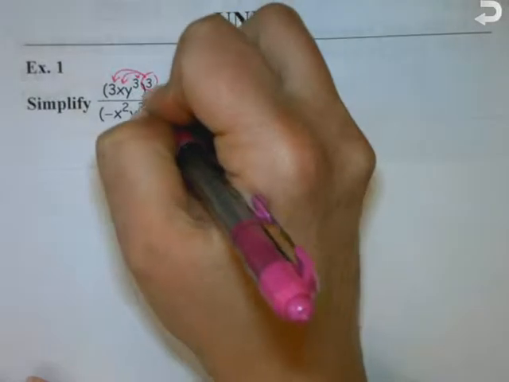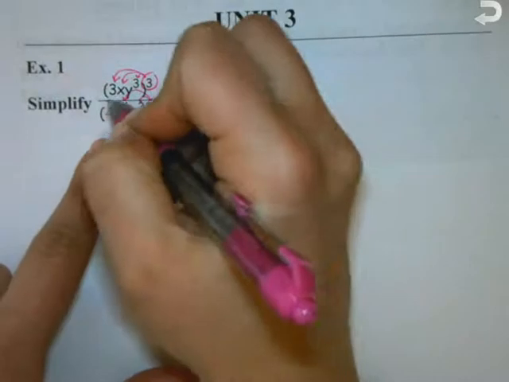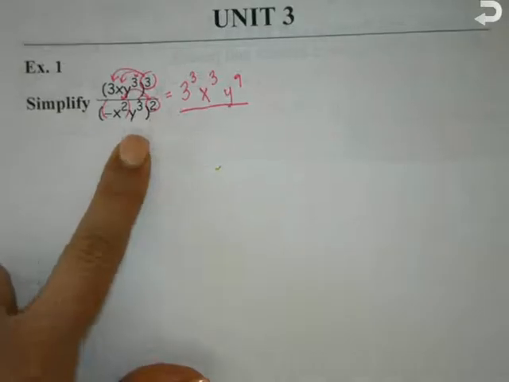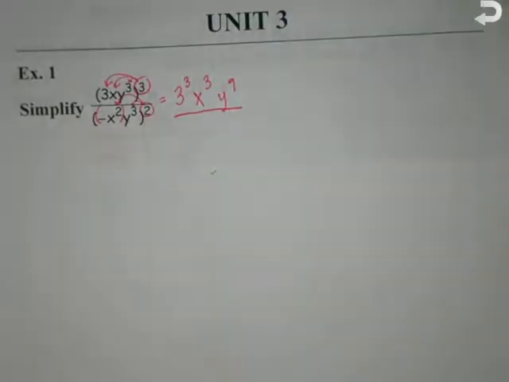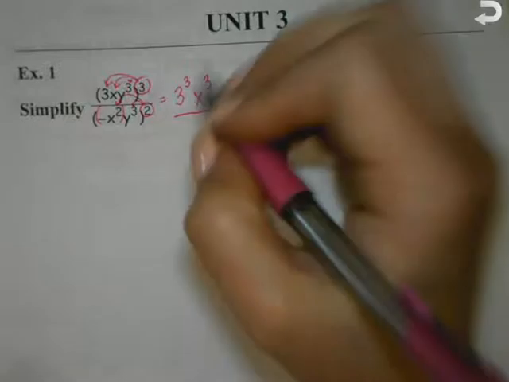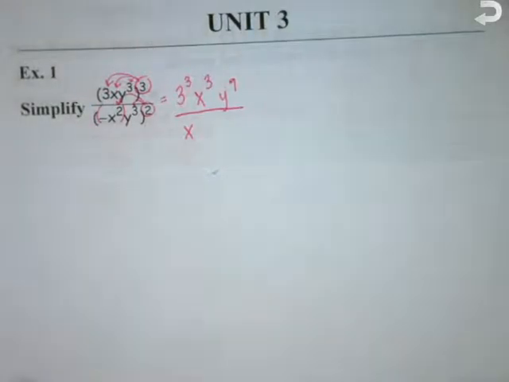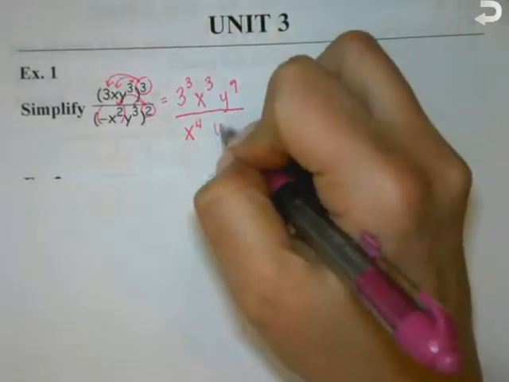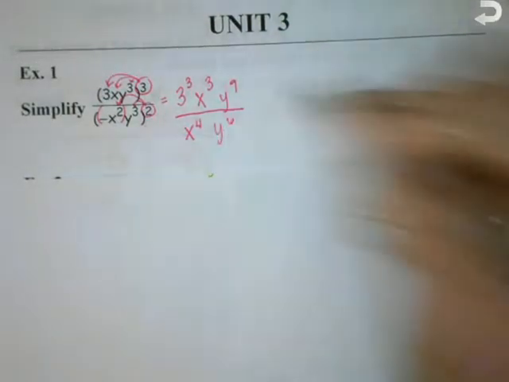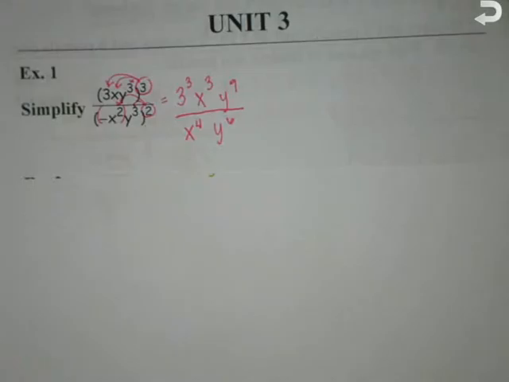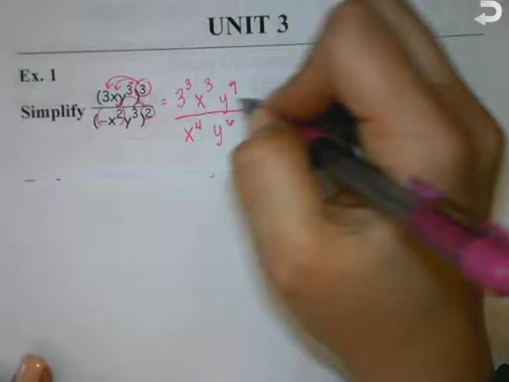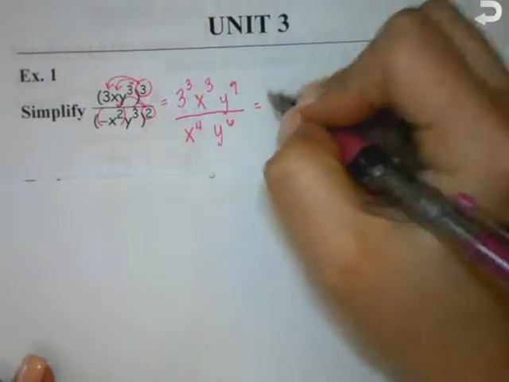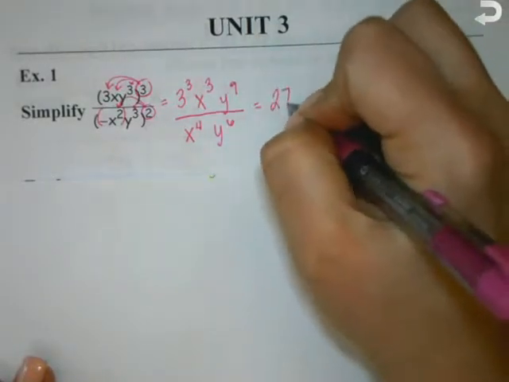We're going to do the same thing on the bottom. However, I am squaring a negative x squared. Whenever I square a negative, what does it turn into? A positive. So this is going to be positive x to the what? Good, to the fourth. Y to the sixth. Now, is this simplified? No, I can reduce some, right? 3 to the third we can do because it's small, so I'm just going to rewrite it as 27.